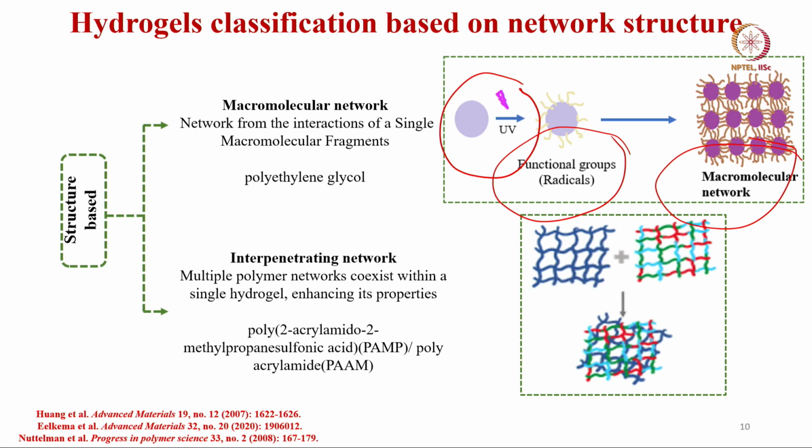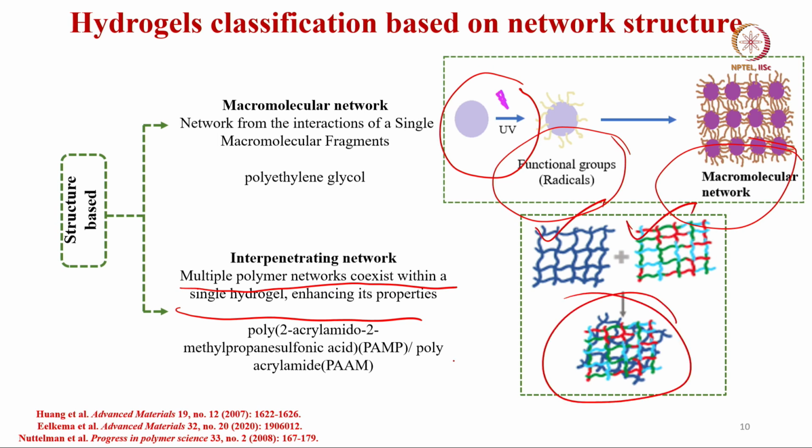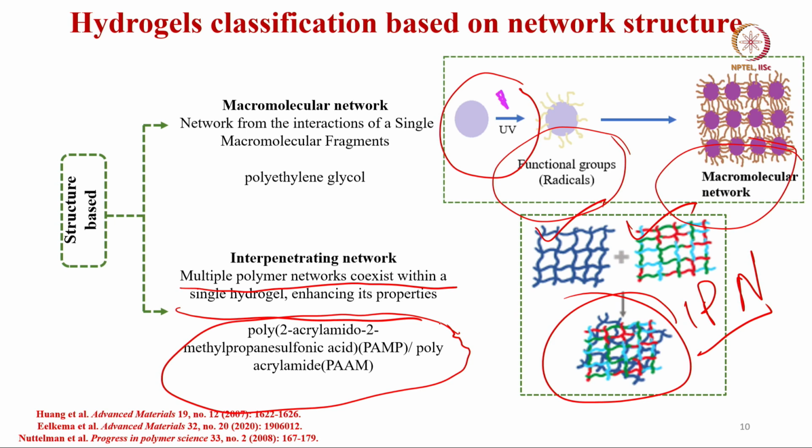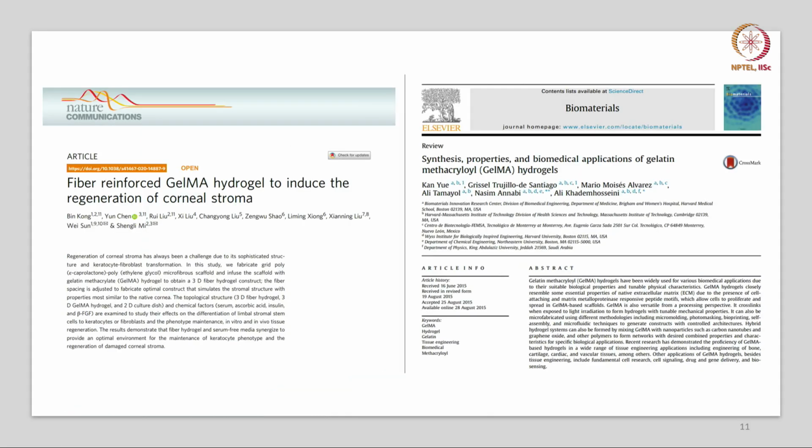Interpenetrating network, they call it IPN, where multiple polymer networks coexist within a single polymer hydrogel. So, this is one type of polymer, this is another type of polymer, and you get the interpenetrating network structures, IPN structures. This is one of the examples, with very complex molecular structures. There are some authoritative review papers published on gelatin methacrylate as well as GelMA hydrogels, particularly for different applications, which you can refer to.